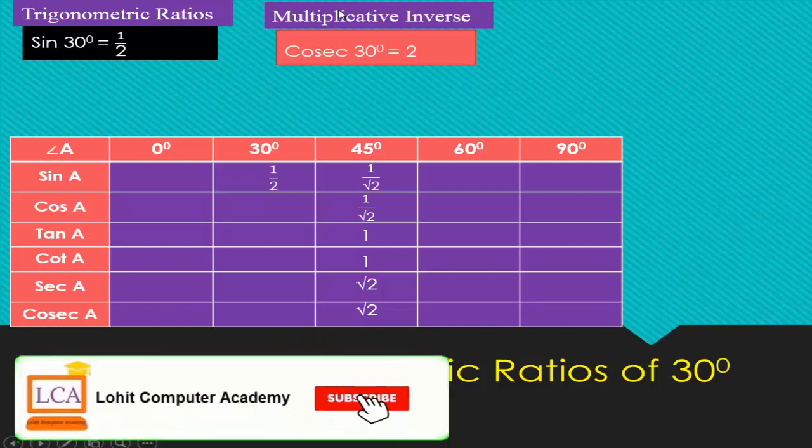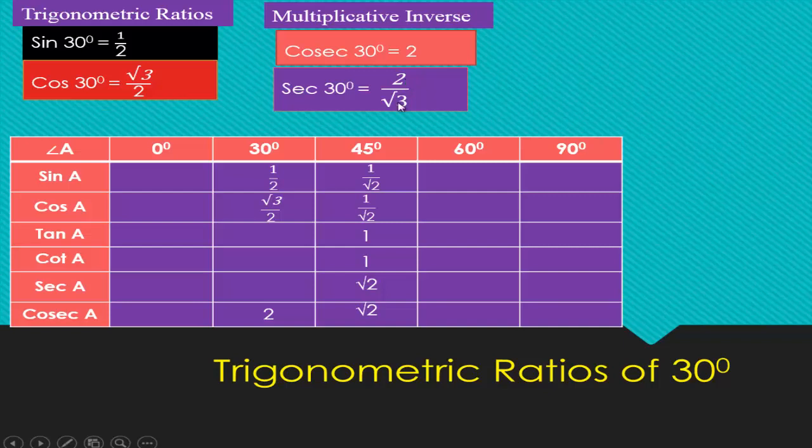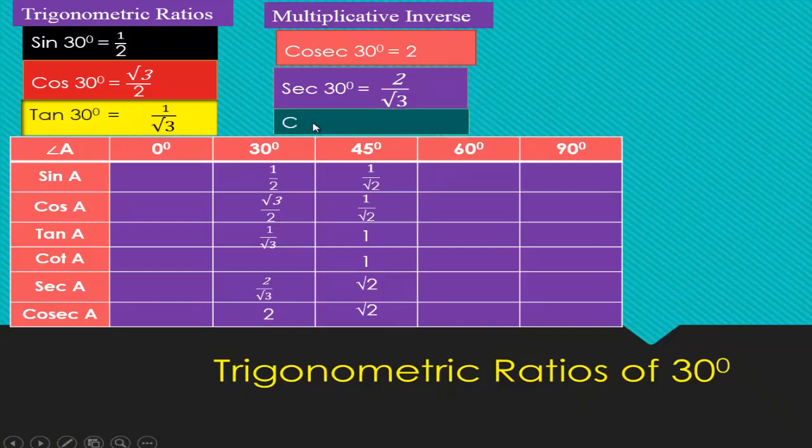The multiplicative inverse of 1 by 2 is 2, that is cosecant 30 is 2, and cos 30 is root 3 by 2. The multiplicative inverse of cos 30 means secant 30. Secant 30 equal to 2 by root 3. The multiplicative inverse of root 3 by 2 is 2 by root 3. Therefore, secant 30 is 2 by root 3, and tan 30 is 1 by root 3. And the multiplicative inverse of tan 30 means cot 30. That is cot 30 equal to root 3. The multiplicative inverse of 1 by root 3 is root 3. That is cot 30 is root 3.